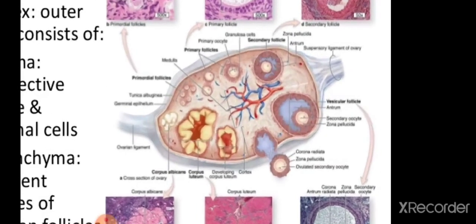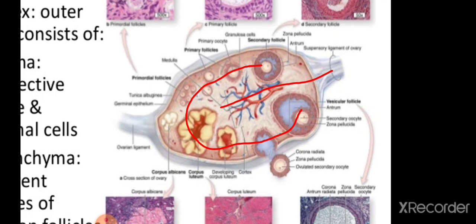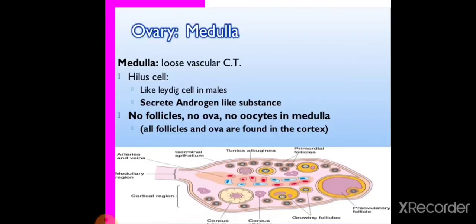So this is the structure of the ovary. Here we can see the cortex is containing the follicles in different stages, and medulla is containing the blood vessels, nerves and lymphatics. This is the enlarged image of the histology of the ovary. Hilar cells, they secrete androgen-like substance in case of females, and there is no follicle, no ova, no oocytes in the medulla. All follicles and ova are found in the cortex.